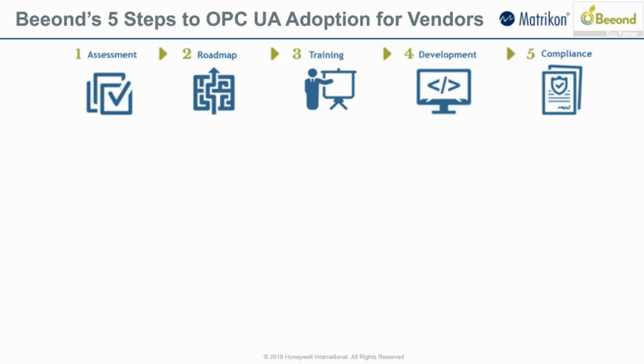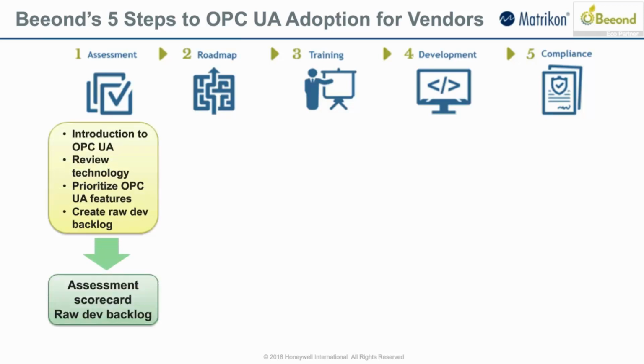We start with an assessment, which is introducing OPC UA to the leadership team of a product company. That can be product marketing and development leadership, reviewing their current vendor technologies, and then how OPC UA can be applied to meet their goals. And again, we work with the vendor to understand their customer requirements, their desires for their product going forward, and then map OPC UA into those requirements and help them identify a plan on how to meet those requirements.